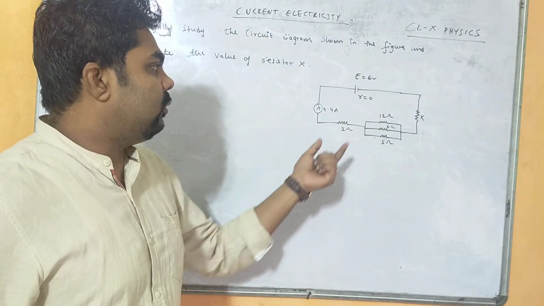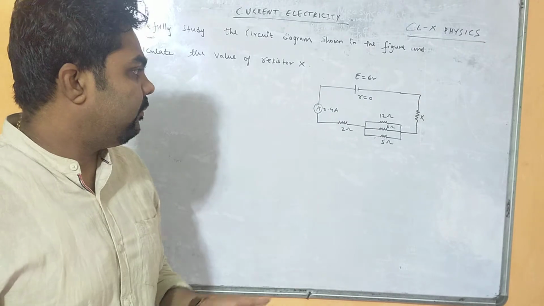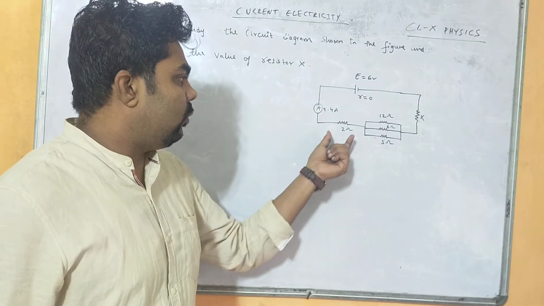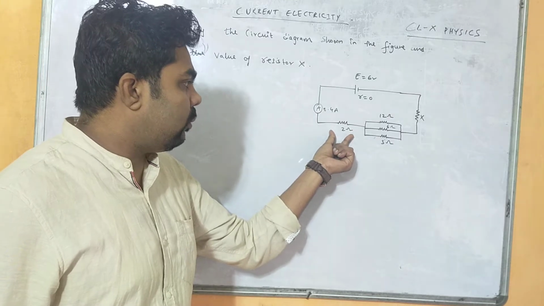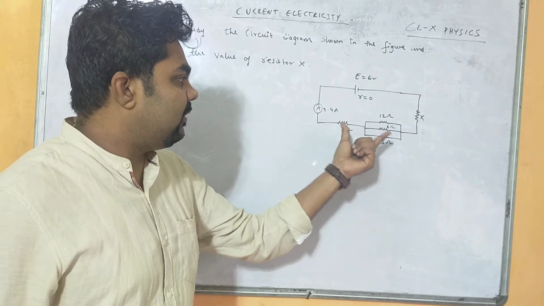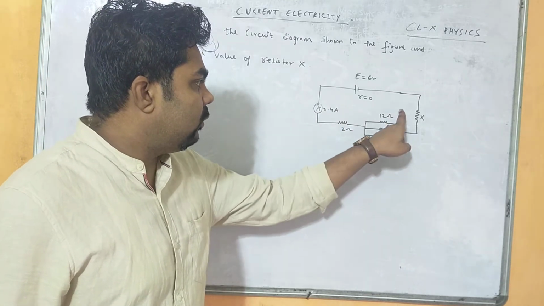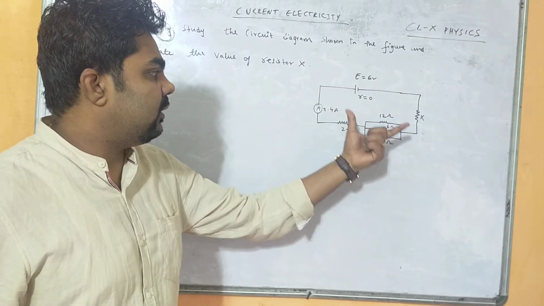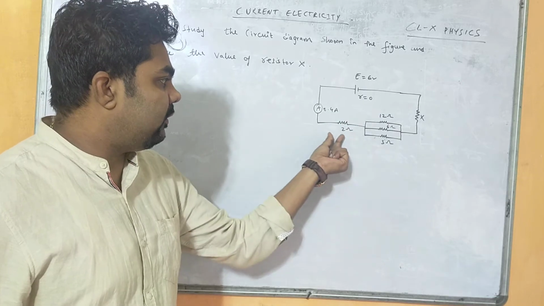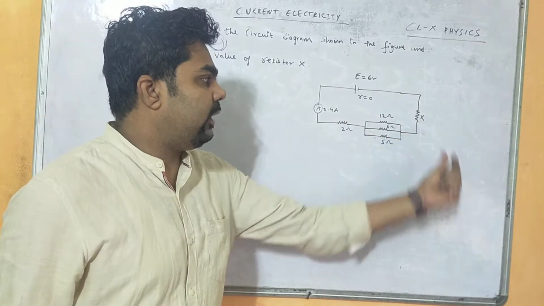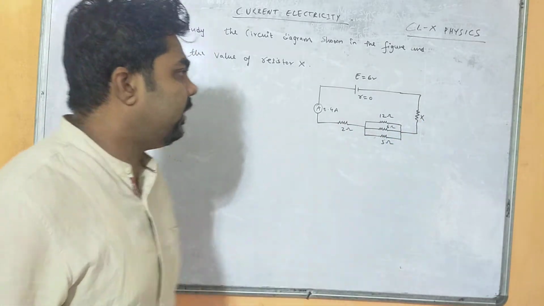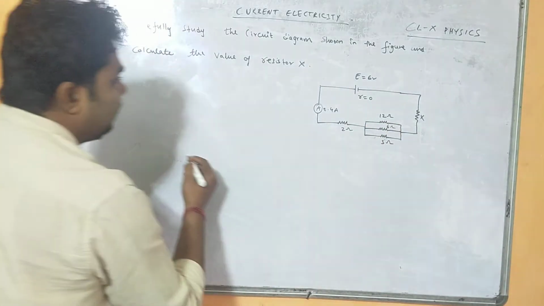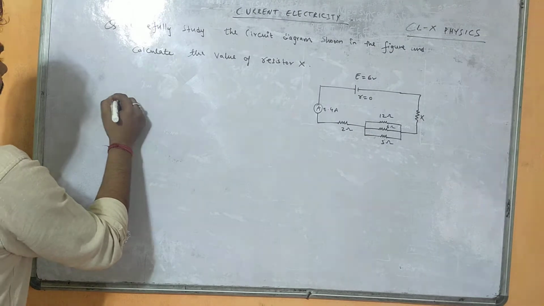EMF is given as 6 volt, there is no internal resistance, and the ammeter reading is 0.4 ampere. We have a 2 ohm resistance which is in series with the combination of 12 ohm, 6 ohm and 3 ohm. These three are in parallel, but in series with 2 ohm and X. We need to find the value of X. First of all, we will calculate this resistance.